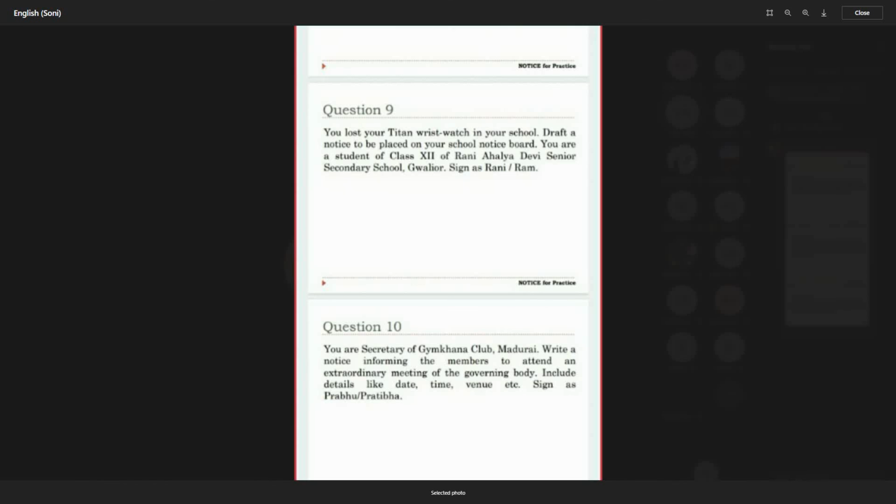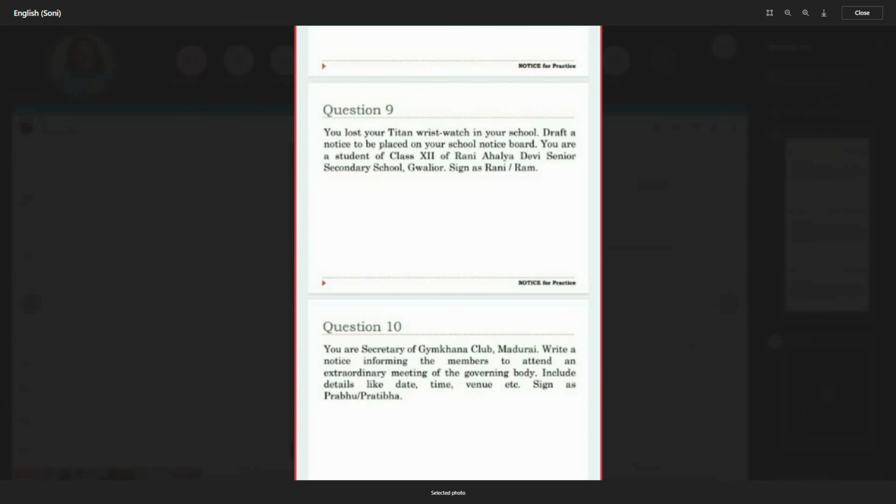Ma'am, I have sent it on the chat. Okay, just a second. Yeah, Vani has sent it. Misplaced watch. This is to bring to your notice that a black color Titan wristwatch with a scratch on its left strip is misplaced somewhere near the ground area.